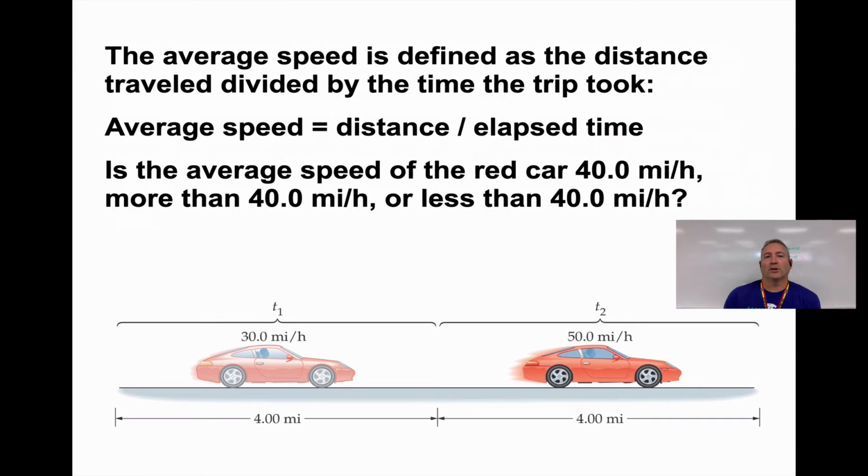All right. So here's a situation. I'm going to leave this on the quiz at the end of the video lesson. Average speed of the red car. It goes 4 miles at 30 miles an hour, 4 miles at 50 miles an hour. Does it average 40 miles an hour? I want you guys to think about that, and we're going to figure that out in the quiz. Okay. Now, remember, speed is distance.